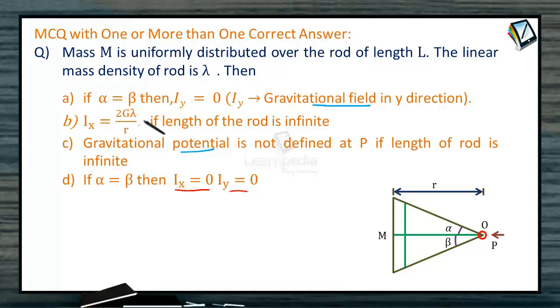Wrong option: 2G lambda by r into sin alpha. B option is also wrong. So left over is, A option is correct. Let us check the gravitational potential.